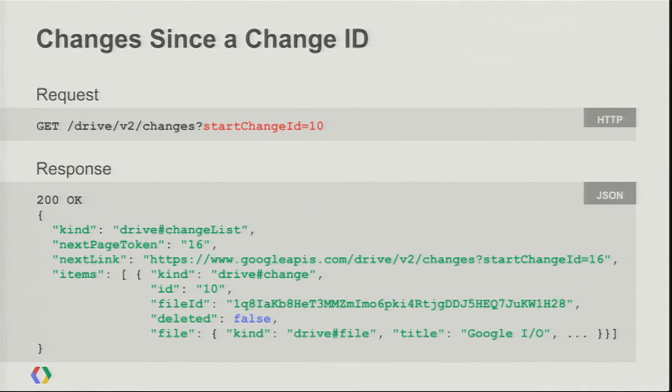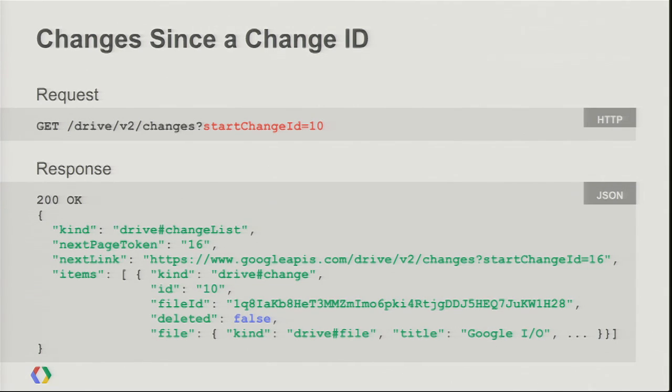And now when we want to see what's changed since the last time I took a snapshot, all we have to do is hit the changes collection and specify the start change ID to be 10. You'll notice in the response that each change has an ID number. In this case, the first one is 10. And this will be a monotonically increasing number, so you can keep track of the changes as they go. We also specify the file ID that the change is associated with. So if you create a new file, update, or delete, that's what that file ID points to.